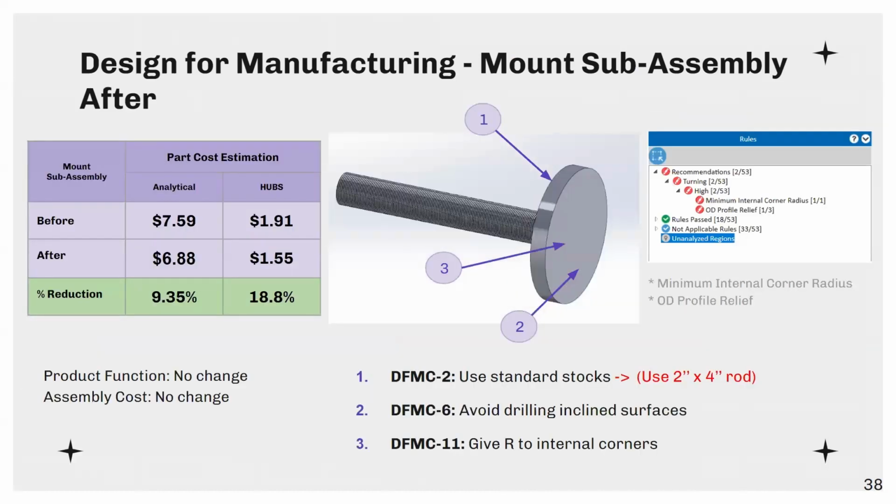So here's our design for manufacturing after. As you can see, we implemented changes from 3 DFMs as identified by our DfM Pro. We'd also like to note that there is still room for improvement to make this part better, although we believe that by showing our % reduction in both our analytical and Hubs part cost estimation, this analysis was successful. And here is the after of our mount subassembly manufacturing drawing.